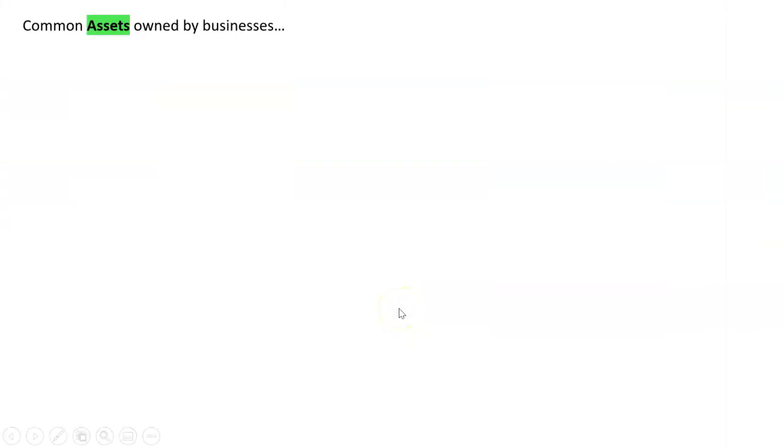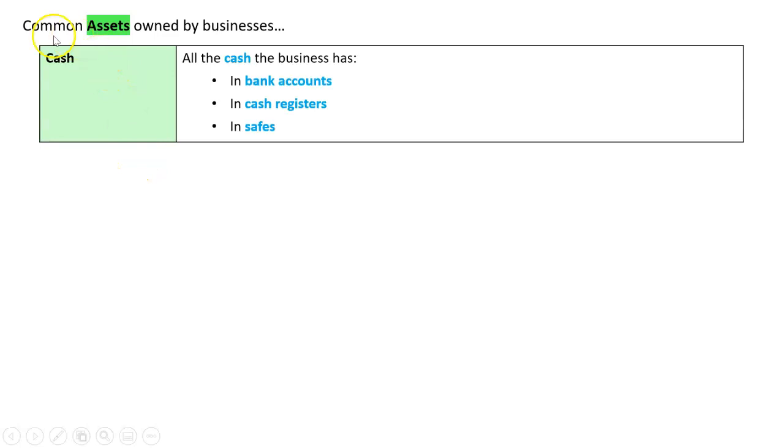Let's just take a look at these things and say, well, what are the common ones that we're going to come across? In the real world, there's heaps of assets businesses could have, but the main ones we're going to see are cash. Now, when we say cash, there's going to be a few different types. It's going to be the cash in the bank accounts, the cash in any cash registers, in locked safes, etc. But we're just going to call it cash. Or we might use the word bank. Either's fine. Cash or bank. Cash at bank, same thing.